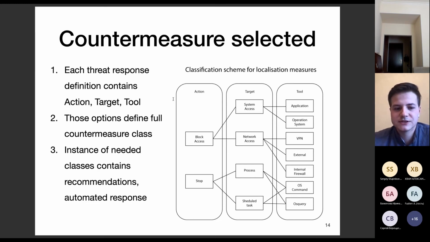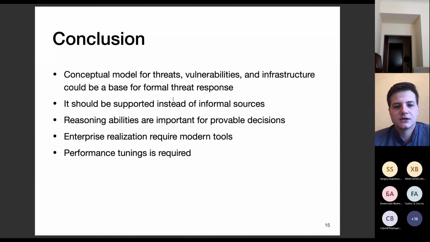Action, target, and tool themselves depend on the referred attack class. It should be defined in the attack class, in fact. It's important to know that since we have a logically proven decision, we can use external API calls directly after reasoning, and such an example was implemented. It's an API call to an OSquery extension. So we developed an ontological model for threat response.